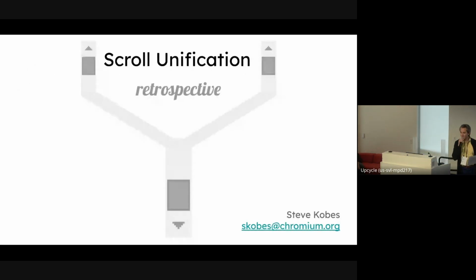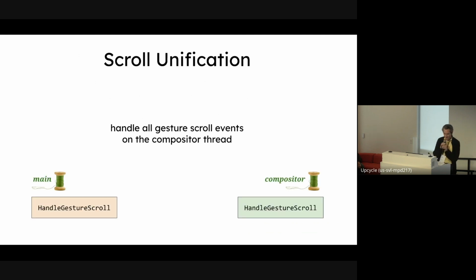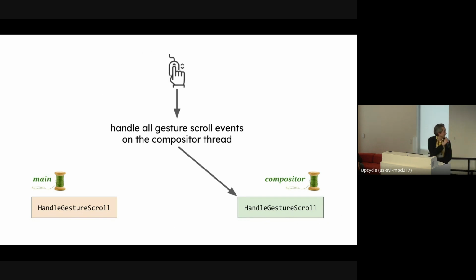Hi. So I talked about scroll unification at a previous BlinkOn, actually. But in case you weren't there, it's this giant refactoring project to handle all gesture scroll events on the compositor thread, because we had these two different threads, right? And they each had their own implementation of scrolling. But after unification, all these events are only handled over here and not over there. So all of this code goes away, and we get rid of the redundancy in the architecture.